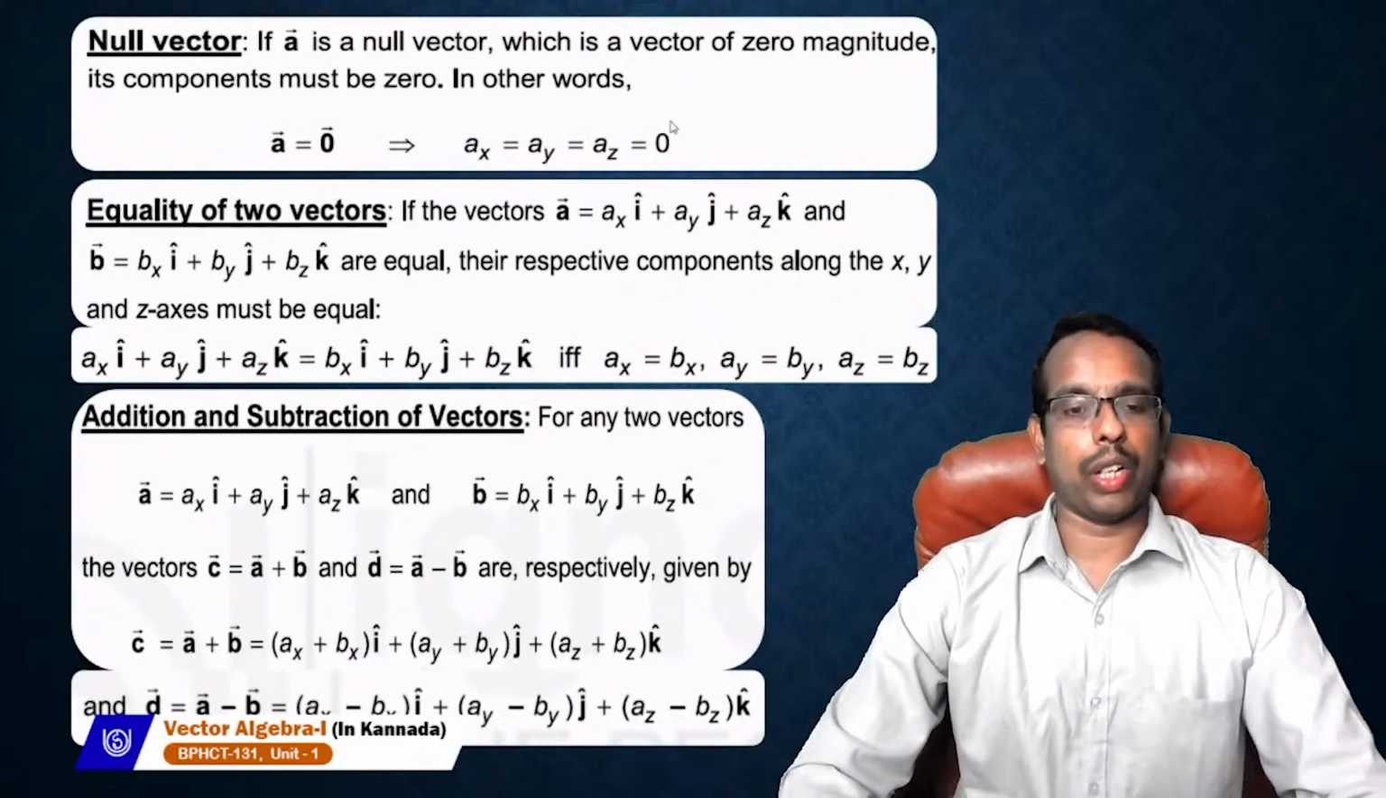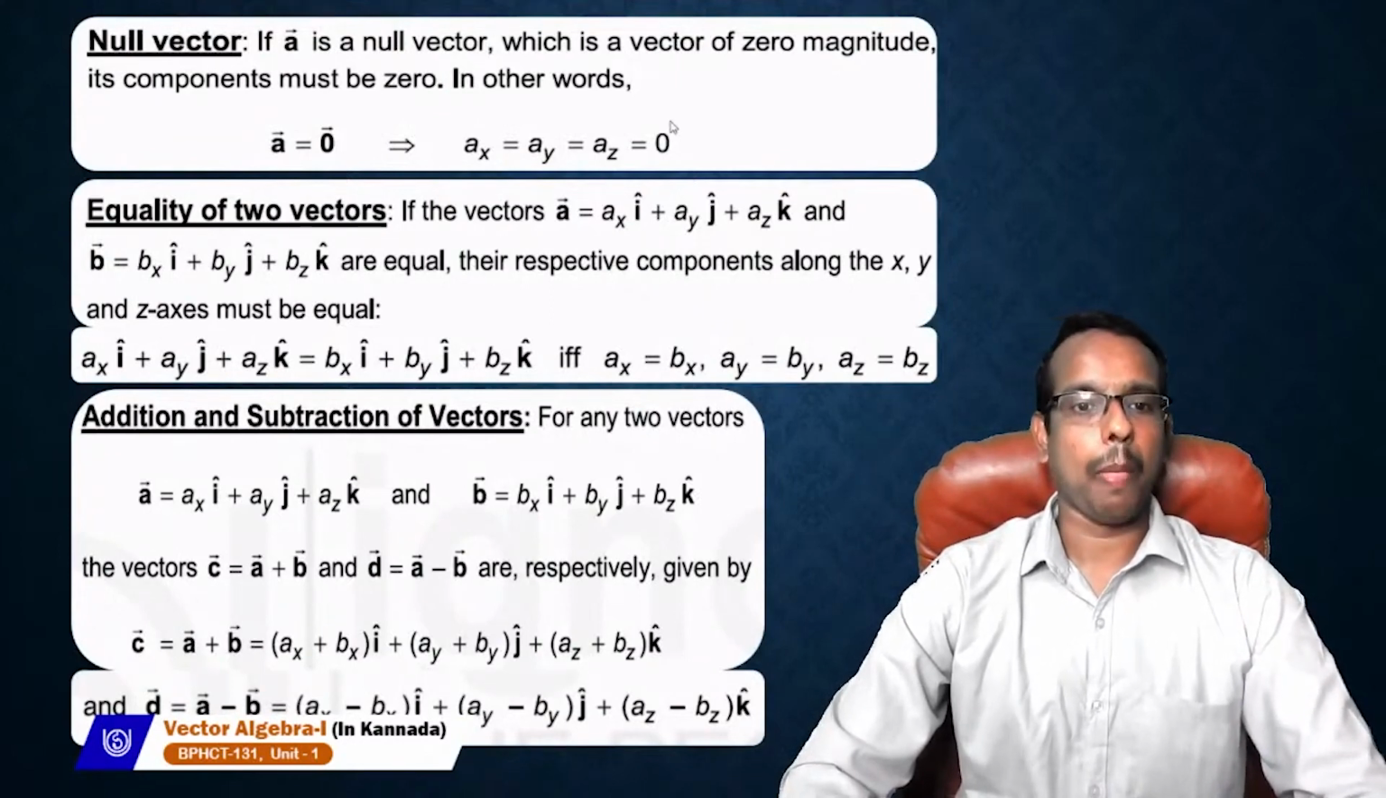Now, equality of vectors. From the previous discussion, when can you say that two vectors are equal? Two vectors are equal when their magnitudes and their directions are the same. Direction need not be a particular direction, but the magnitude and direction must be the same.